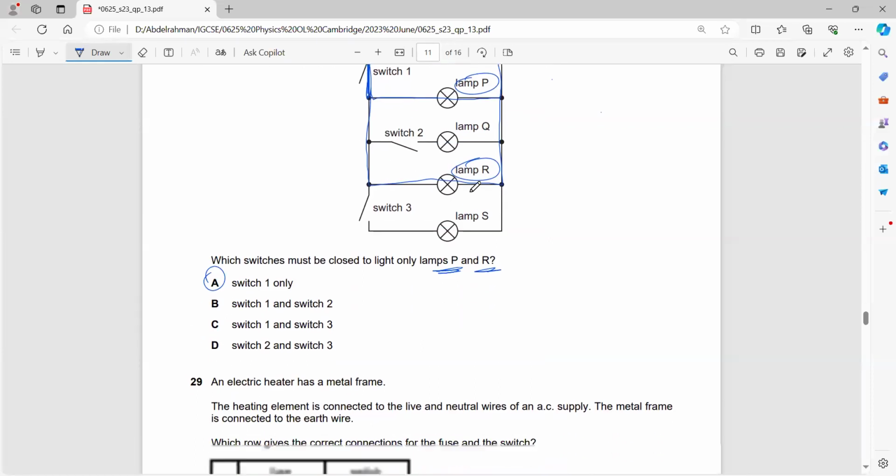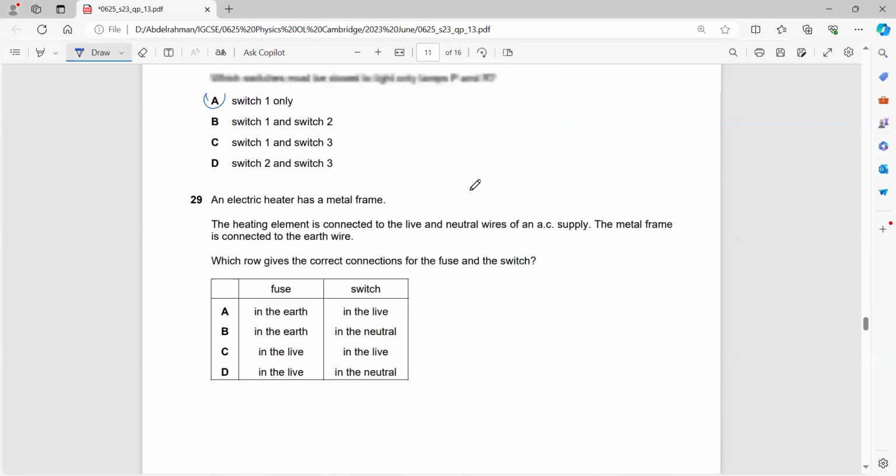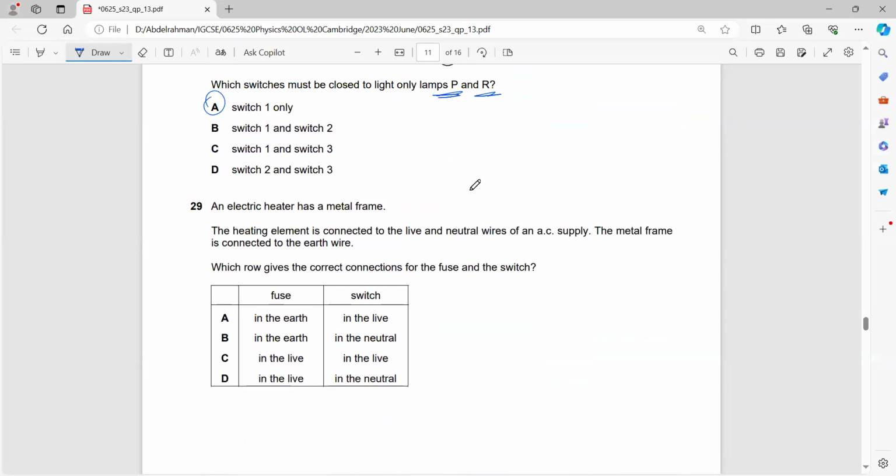An electrical heater has a metal frame. The heating element is connected to the live and neutral wires of an AC supply. The metal frame is connected to the earth wire. Which row gives the correct connections for the fuse and the switch? Again, the fuse and the switch.